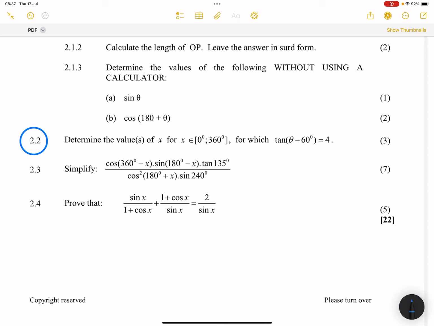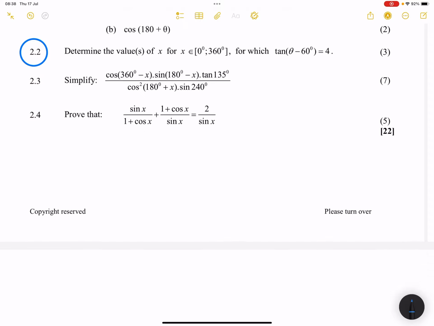Well, the question says determine the value or values of x for x is an element of 0 to 360, for which tan of theta minus 60 is equal to 4. All right, now let's do that. I'm going to just leave some space over there.